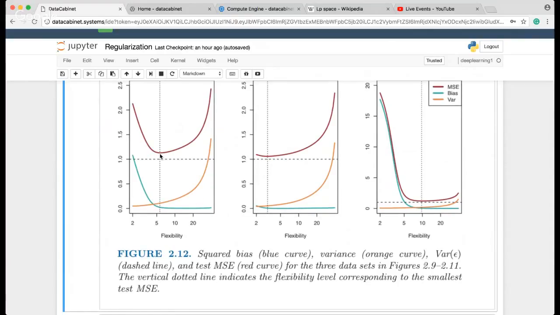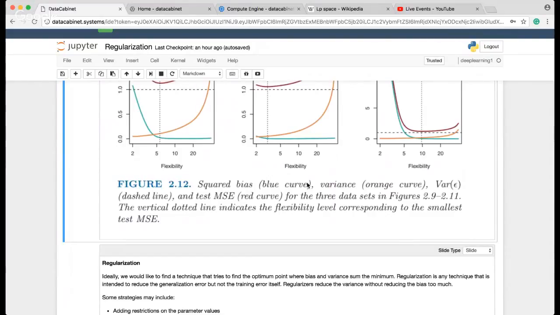And in this U shape, there is a minimum point that we're trying to fit. So in the leftmost figure, the optimum point is around a flexibility of 6. In this figure, the optimum point is around 1, and it also depends on the original.